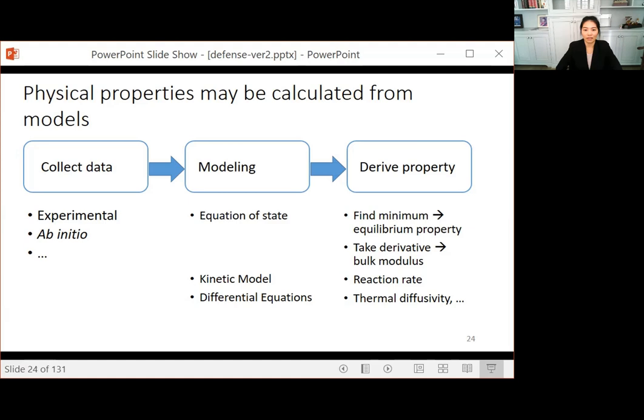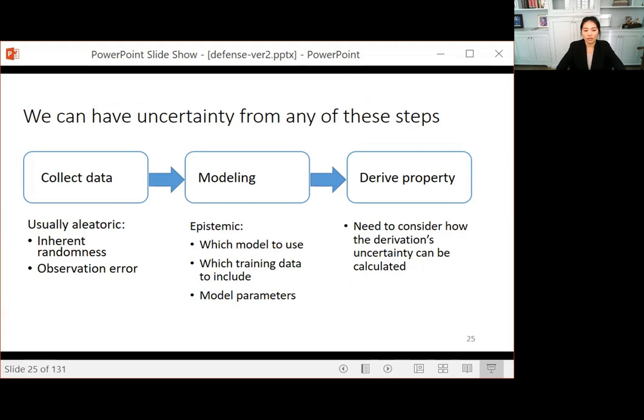And then we derive a property. So we can take a minimum of the model that would give us an equilibrium property. We could take a derivative. And in the equation of state, we take the second derivative and we can get the bulk modulus. And then we can also get reaction rate, thermal diffusivity, and many others. And we can have uncertainty from any of these steps. So under the data collection, we can have inherent randomness or observation error, experimental error. And these are what people usually call aleatoric uncertainty.